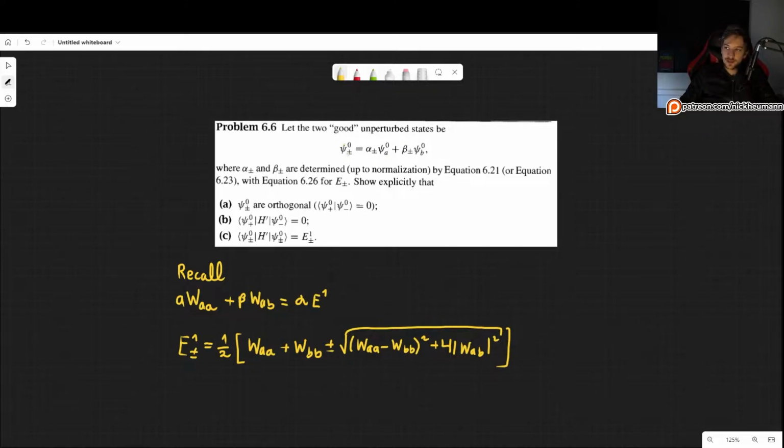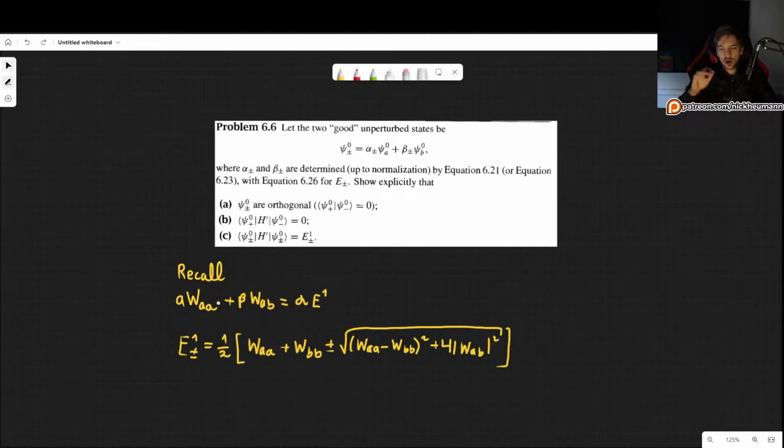So one is psi plus, one is psi minus, and they're alpha plus or minus psi A 0, of course, we are here in the 0th level, plus beta plus or minus psi B 0. So of course, alpha and beta here are determined by equation 6.21, which is what I wrote right here, and equation 6.23, which is analogous to this basically. And then we have equation 6.26, which determines the energy levels, which is what we have already determined.